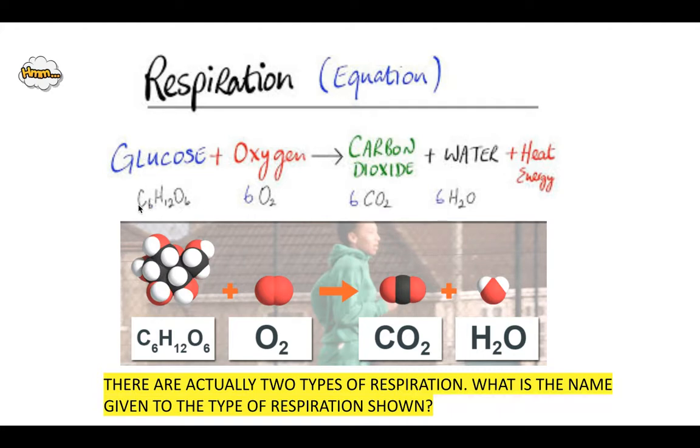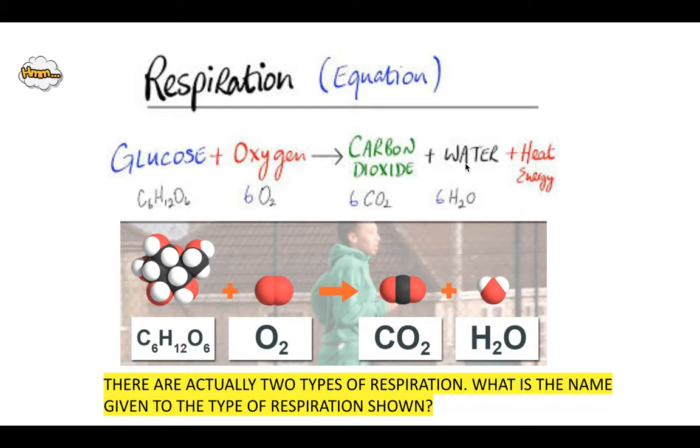So glucose, the chemical formula for glucose is C6H12O6. We have oxygen, O2, carbon dioxide, CO2, water, H2O, and also what we should also have here is energy, because energy is being produced down here as well. So the whole purpose of respiration really is to provide energy for the cells, and actually the wastes of respiration are carbon dioxide and water.